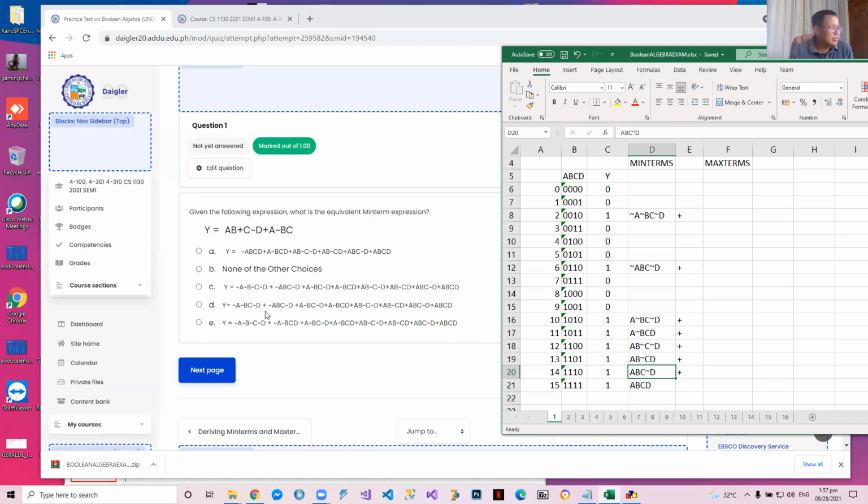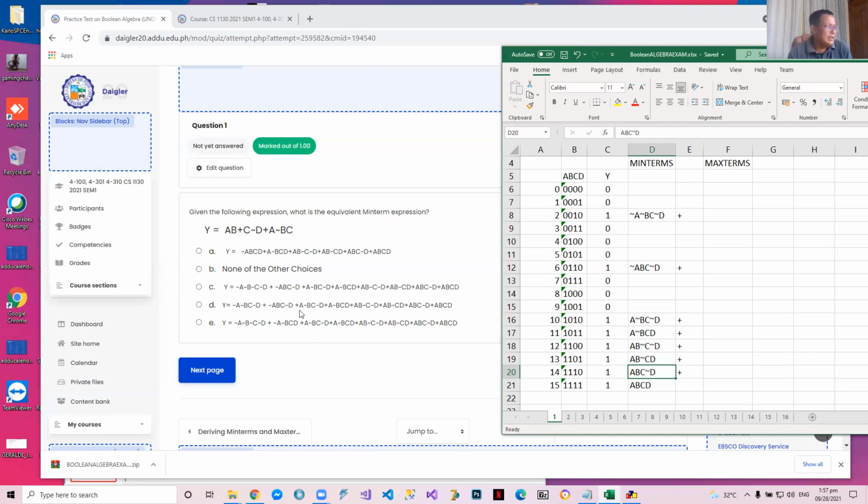But you have to check each one, no? Because they may not be in the same order, no? Anyway, so not A, B, C, C, D. Not A, B, C, not D. So this one, this one and this one, they qualify, you know. Not A, B. No. The third one doesn't qualify. So we'll focus on this, no?